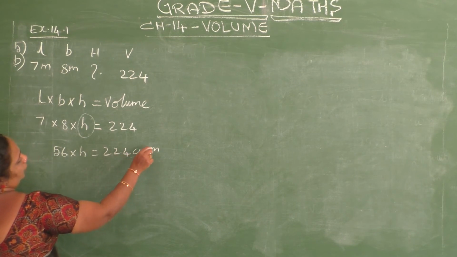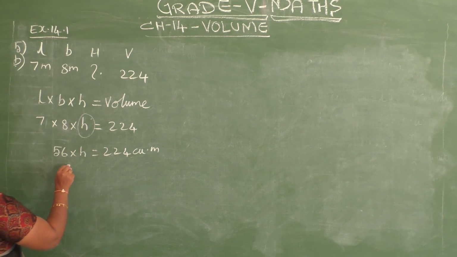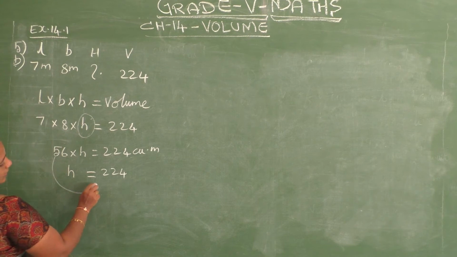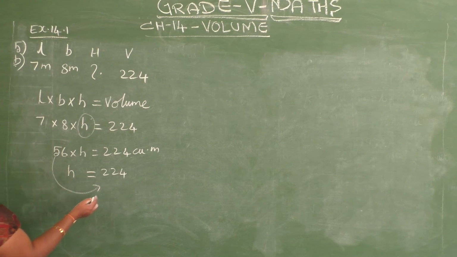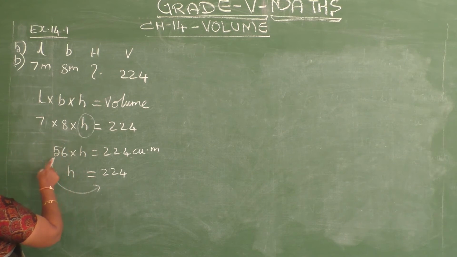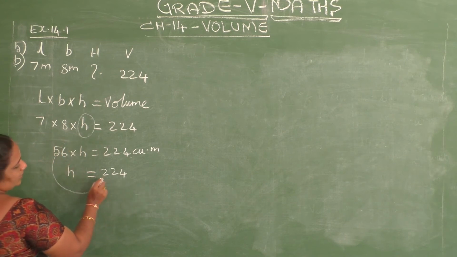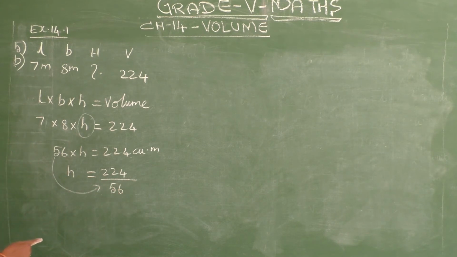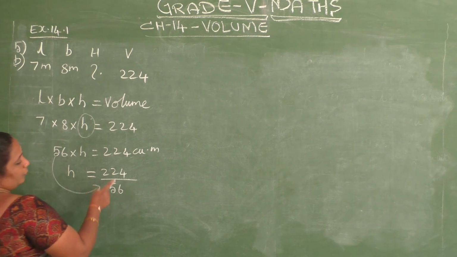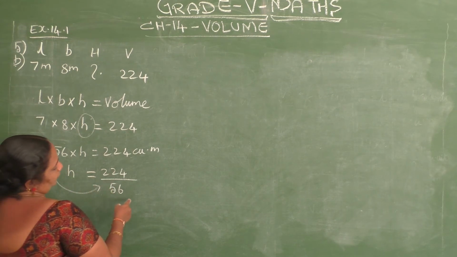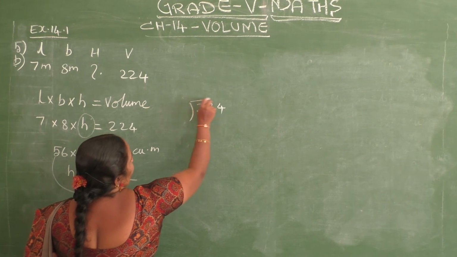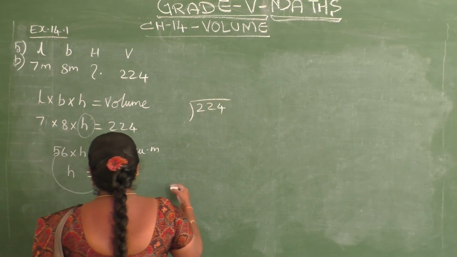cubic meter. Don't miss the units. Now we are going to find out the height only. Height equal to 224. This side you now have that 56. From the left side it goes to the right side. Where you have a multiplication, when it goes to the right side, we have to write it as a division. Already I told you this procedure. Isn't it? Now you have to divide this 224 by 56. You can work out on the side. 224 divided by 56.